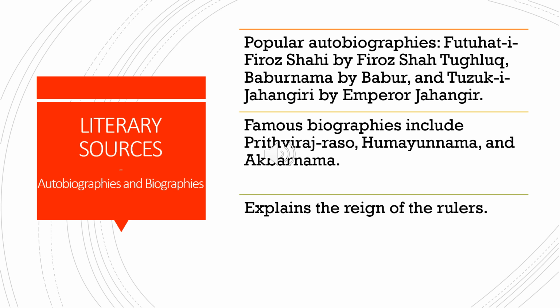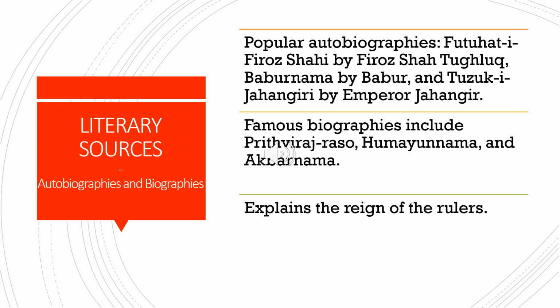The next category of literary sources are the autobiographies and biographies. Autobiographies are written about oneself. They are by the authors themselves, while the biographies are written by somebody else. Among the autobiographies, the most important are Futuhat-i Firoz Shahi by Firoz Shah Tughlaq, Baburnama by Babur, and Tuzuk-i-Jahangiri by the Mughal Emperor Jahangir.